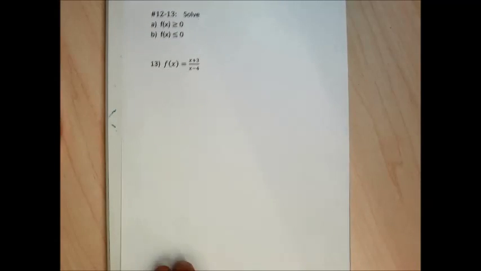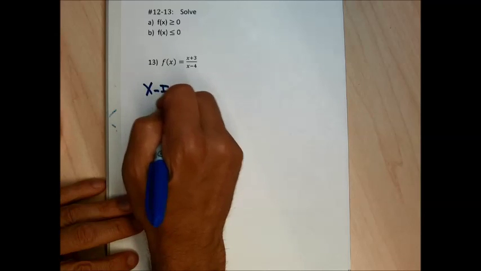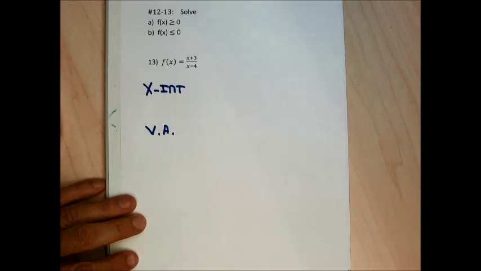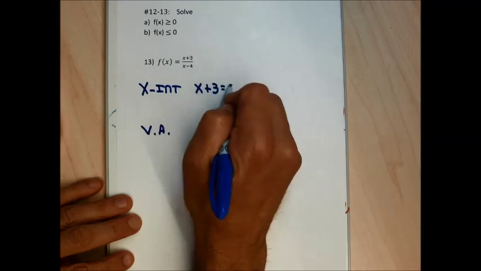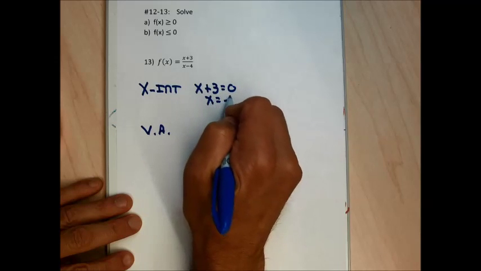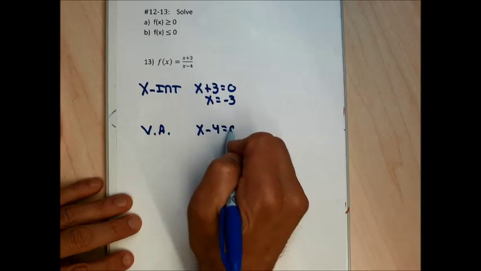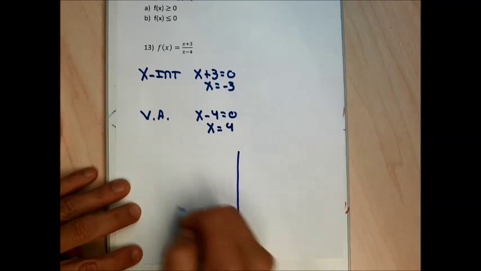For question 13, because it's a fraction, I need to find the x-coordinate of any x-intercepts and the x-coordinate of any vertical asymptote. To find the x-coordinate of the x-intercept, I set the numerator equal to 0 and get x equal to negative 3. To find the vertical asymptote, I set the denominator equal to 0 and get x equal to 4. I'm going to create a graph.